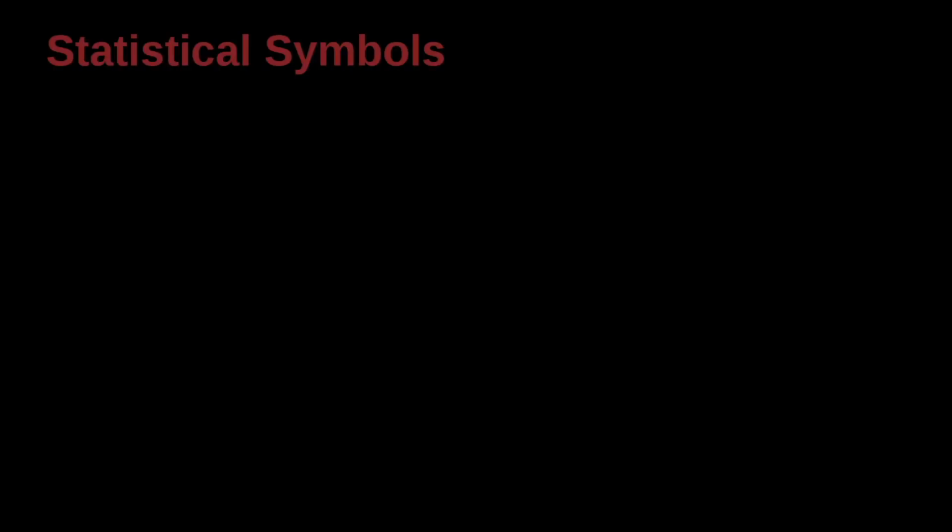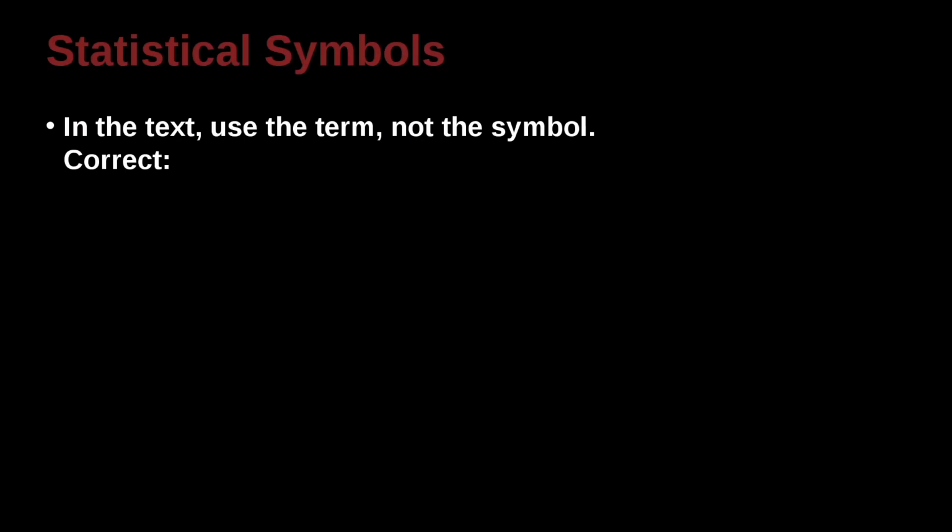For statistical symbols, the question is, should I use the symbol or should I put the English word inside of the text? And of course, every area of research has their own symbols that they often use in statistics, although we have a lot that are in common. So here's a rule of thumb that the APA suggests, and that is inside the text, you should use the word and not the symbol.